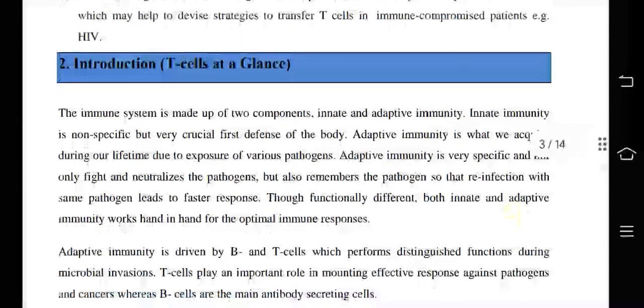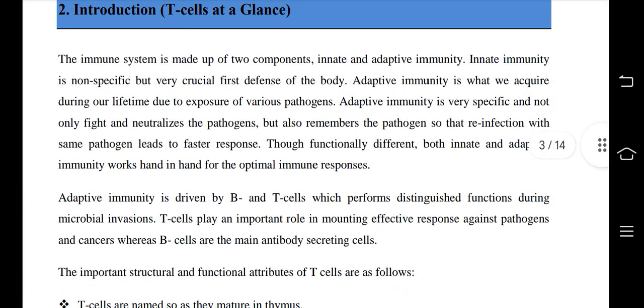Introduction: T cells at a glance. The immune system is made up of two components: innate and adaptive immunity. Innate immunity is non-specific but very crucial for defense of the body. Adaptive immunity is what we acquire during our lifetime due to exposure to various pathogens. Adaptive immunity is very specific and not only fights and neutralizes the pathogens, but also remembers the pathogen so that reinfection with the same pathogen leads to a faster response. Though functionally different, both innate and adaptive immunity work hand in hand for optimal immune responses.